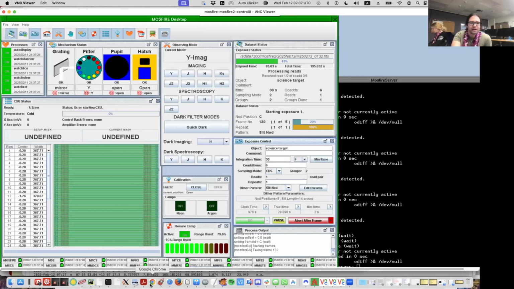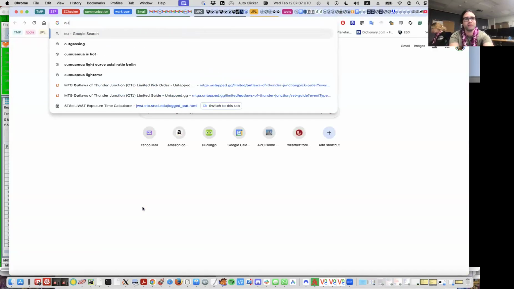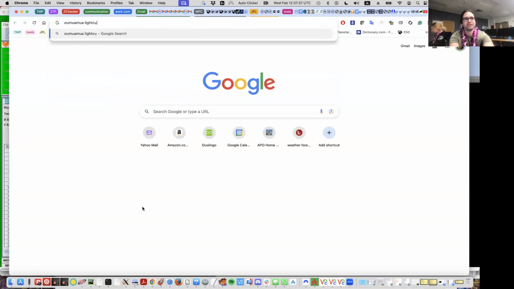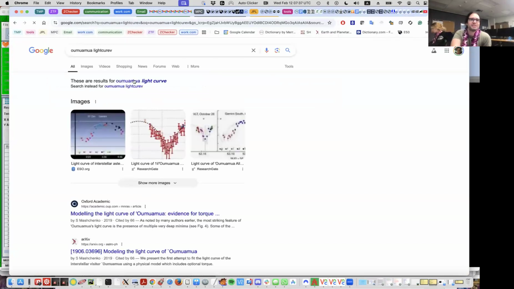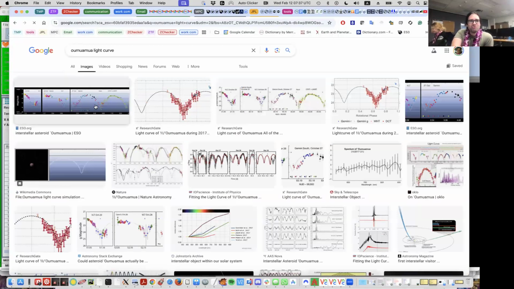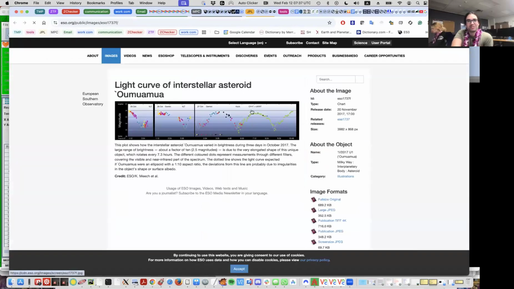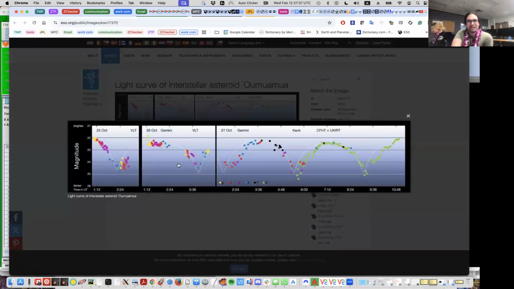So let's see here. I think this is most famously seen in Oumuamua. Sorry, I misspelled light curve. Light curve. I thought you were gonna misspell Oumuamua. Oh yeah, well, that's a hard word to spell. But I learned pretty well how to spell it eventually. So this is what the light curve of Oumuamua looks like.